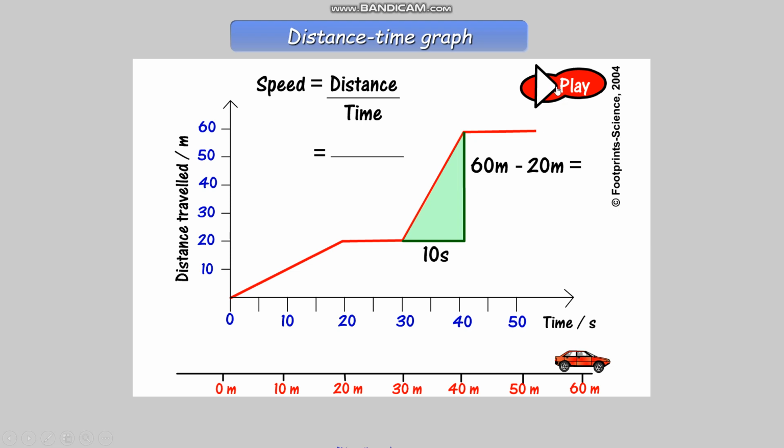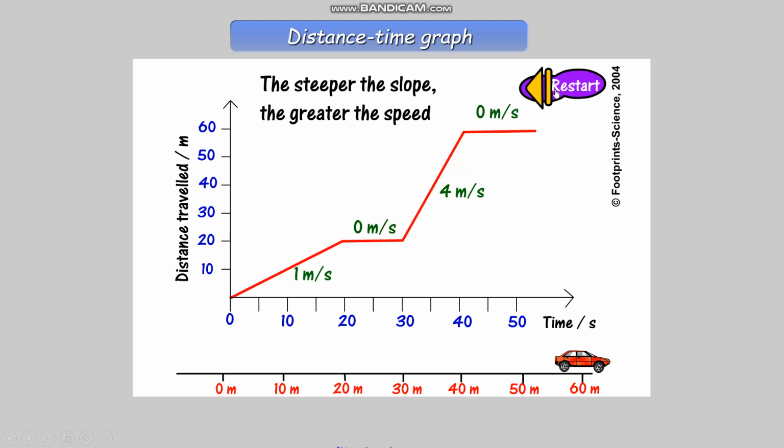Okay, so let's continue with that then. So put our numbers in and we end up with 4 meters per second. Remember I said that when an object is traveling faster, the slope of the graph is steeper, the gradient is steeper. Okay, and there we have the complete picture.